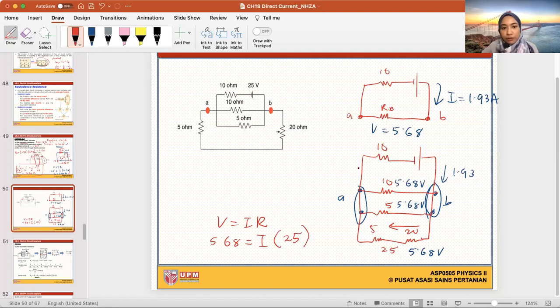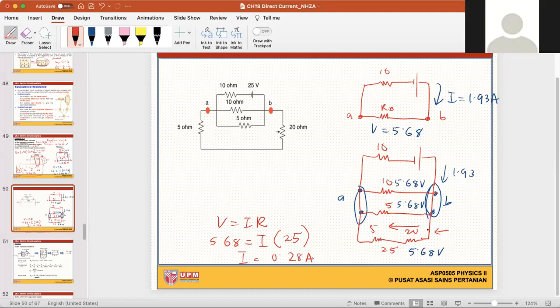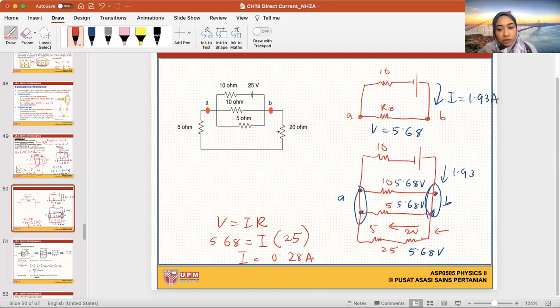Okay, so I am calculating for the I that is flowing through the R equivalent in that branch. So I is equal to 5.68 divided by 25, which gives me 0.28 ampere. The I flowing through the 25 ohm is 0.28, and we know that the same I flows through the 20 and also through the 5. So we can say that the current flowing through the 20 ohm is simply 0.28. So I'm right.